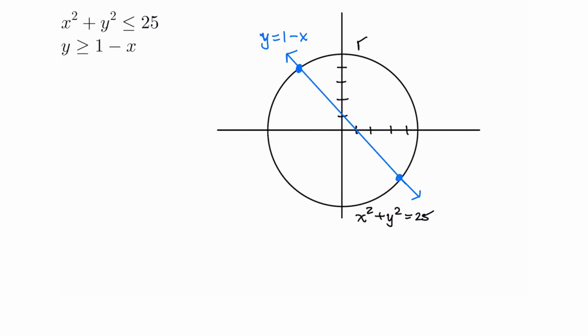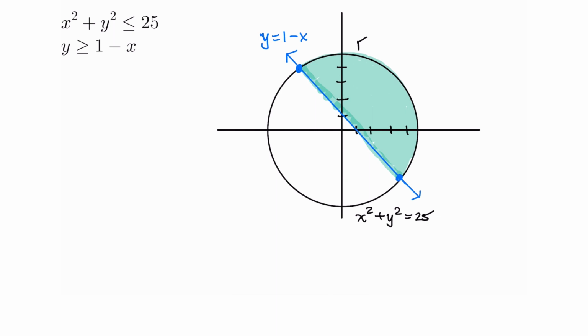So this comes down to all points within the circle and all points that are either above or on the line y equals 1 minus x, as you see pictured here. So combining those two ideas, we want to be at least as high as the line, but still within the circle. So we're talking about this wedge here. And just like with any other solution set region that we've discussed, we're going to want to find the points of intersection between those two curves.